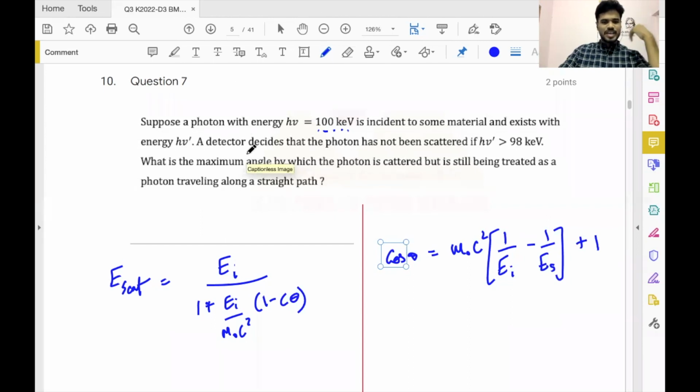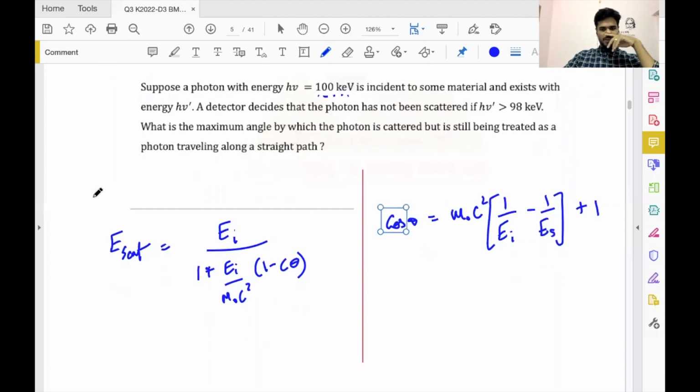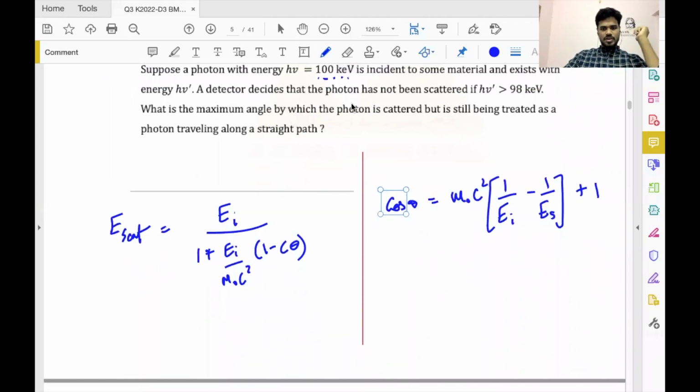Of course we calculated this answer back home, but let's just do it right now. I want to illustrate an important point here.